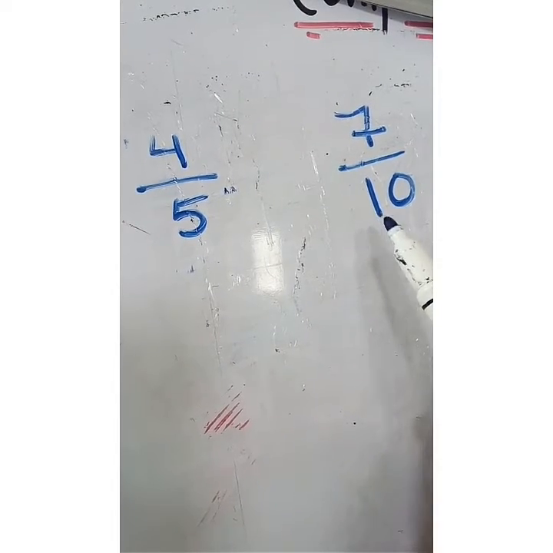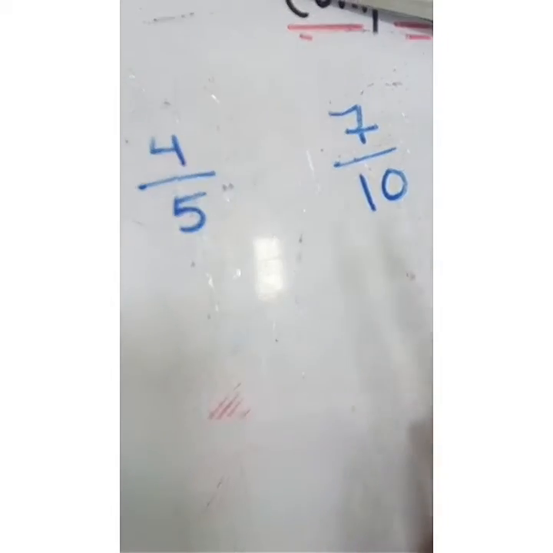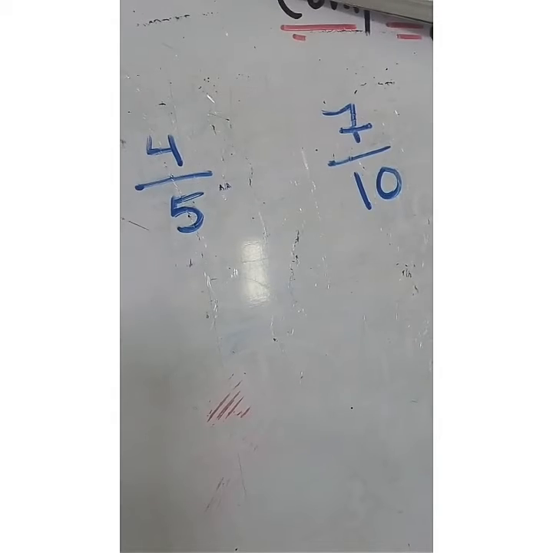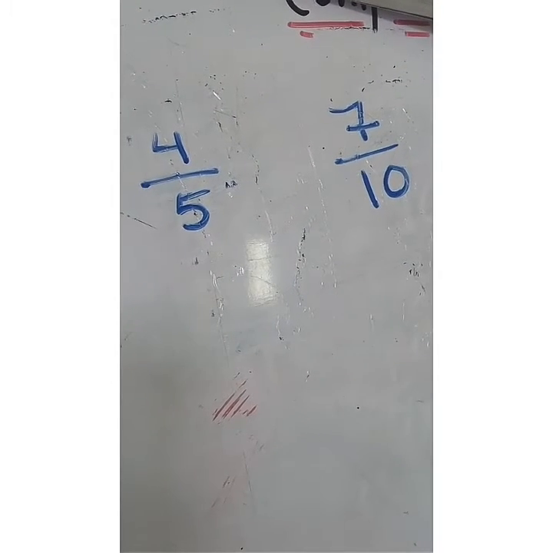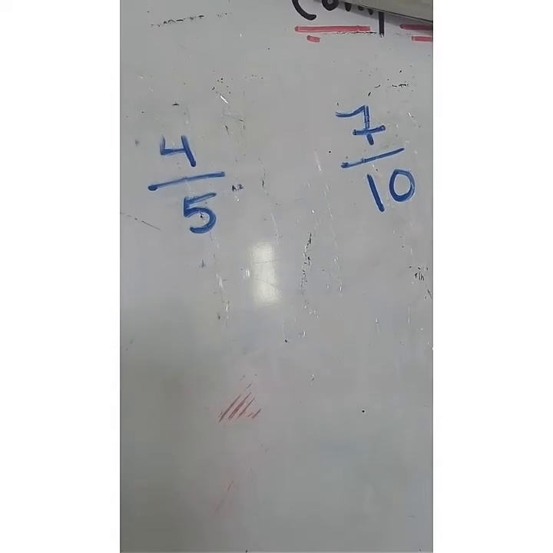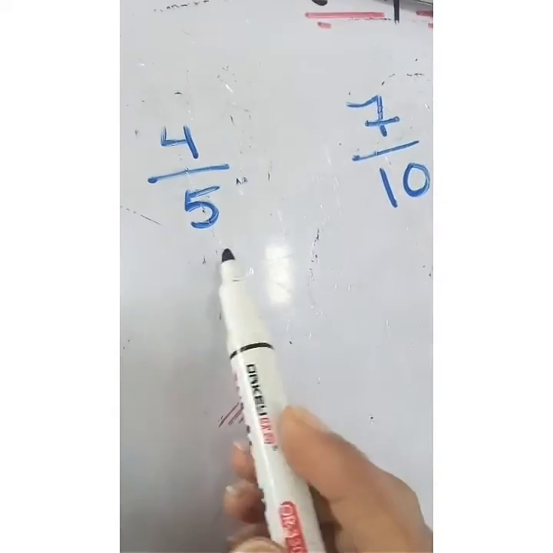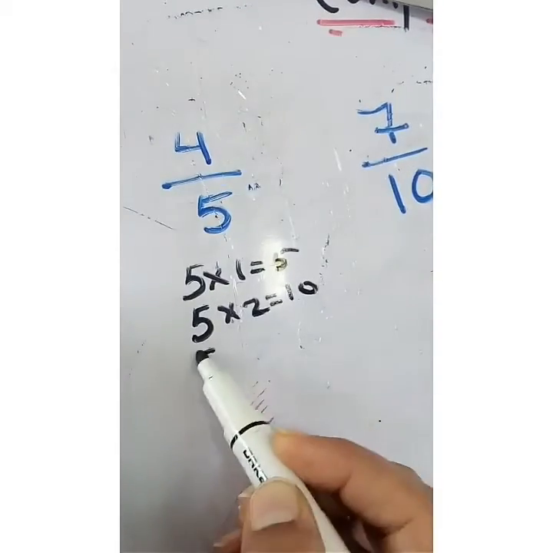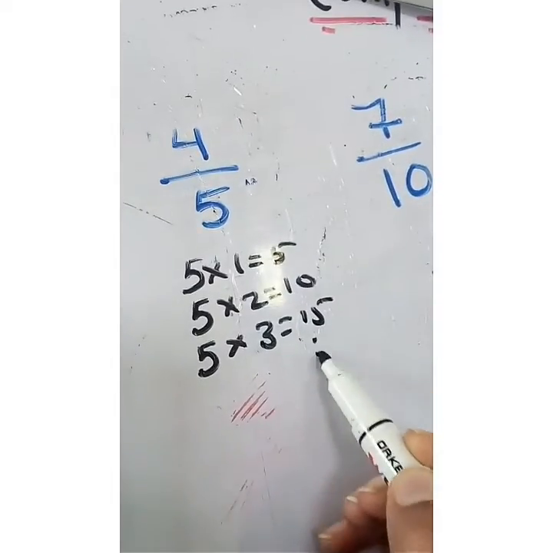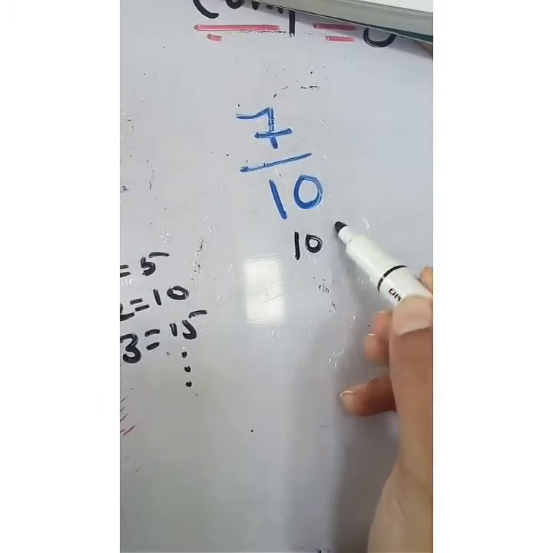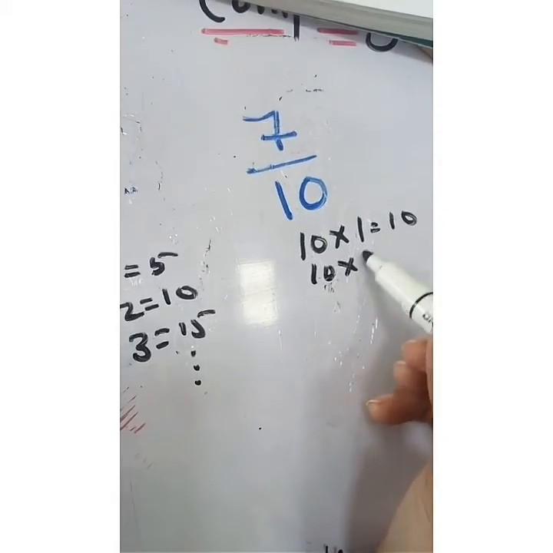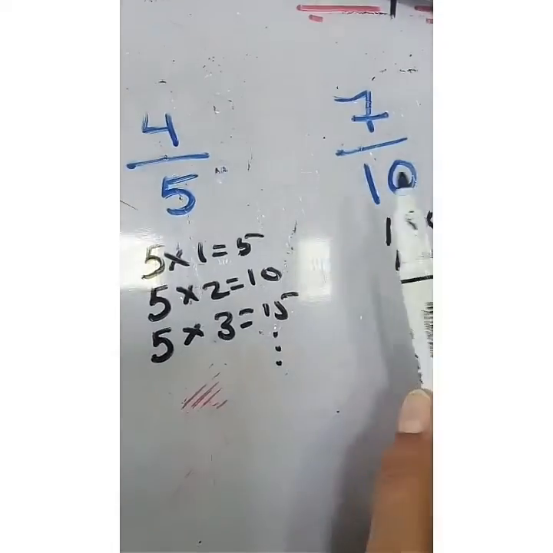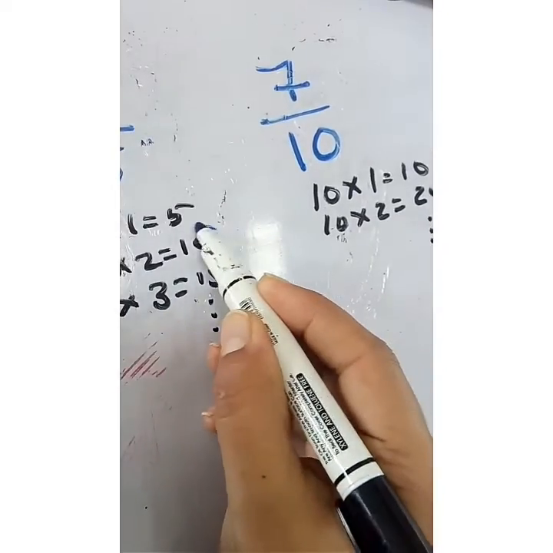What we are going to do here is look at the denominators. We are going to look for something called a common multiple. A common multiple is the smallest number that all the denominators share in their times tables. For example, in the times table of 5, we have 5 times 1 is 5, 5 times 2 is 10, 5 times 3 is 15, and so on. For 10, we have 10 times 1 equals 10, 10 times 2 equals 20, and so on. So we see that these two numbers, 5 and 10, have a common multiple, and that is 10.